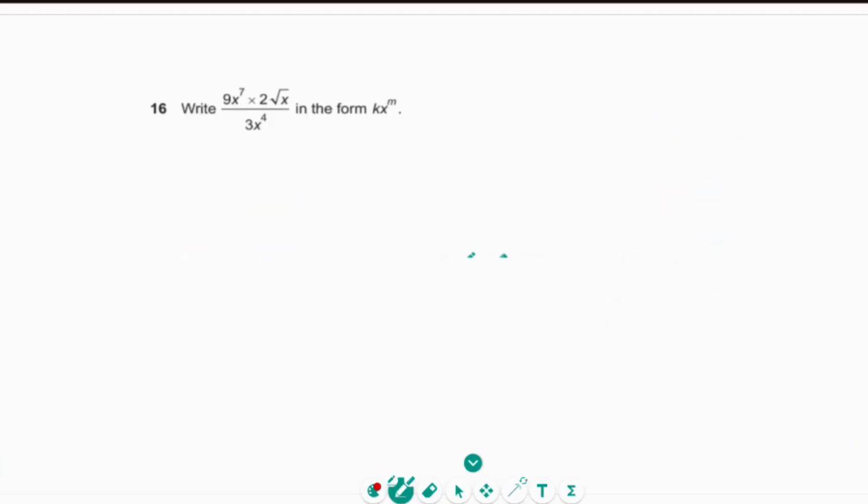Write this expression in the form kx to the power m. Okay, so I'm just going to look at it all and think, how can I write things differently? I can write root x as x to the power half. Now I can multiply the numerator to simplify. 9 times 2 is 18. I can add the powers. 7 plus a half is 7.5.